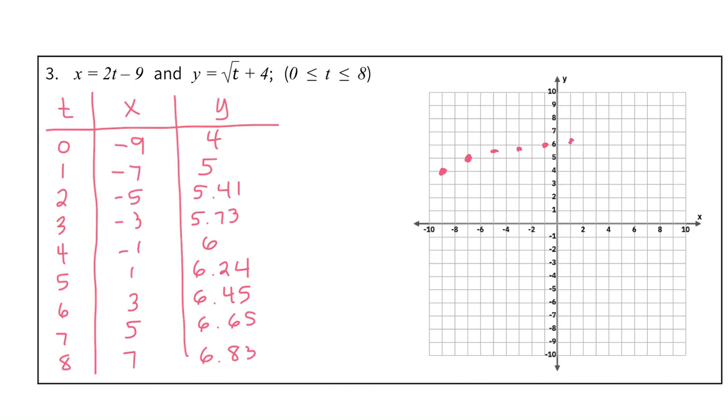3, 6.45. That's almost 6.5. 5, 6.65. And 7, 6.83. So I was able to get my entire interval there. So let's connect all these points.